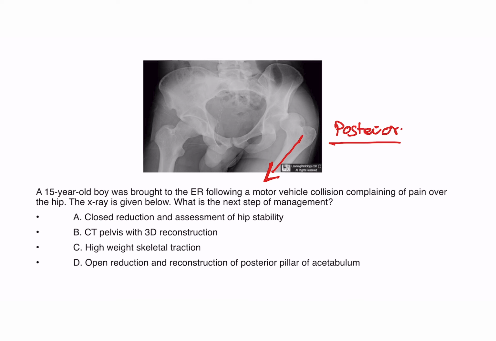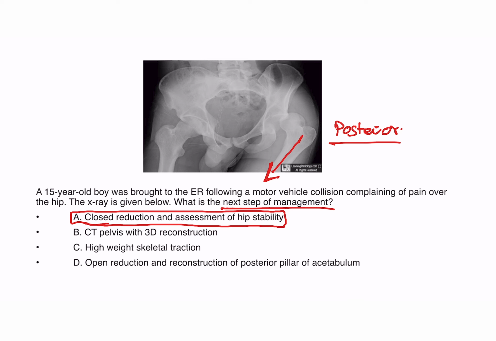And the question asks, what is the next step of management? Any dislocation. Remember, even fracture is not an emergency unless it is a big open fracture or it is associated with a complication. Fracture is not an emergency, but dislocation is an emergency. So the first thing in case of any dislocation is to document the dislocation, and then closed reduction and assessment of hip stability is the first thing that you are going to do.